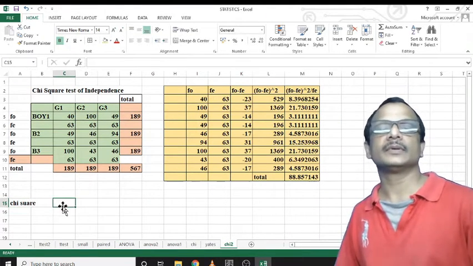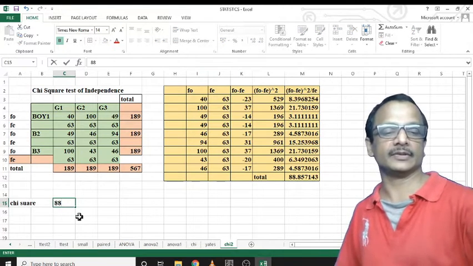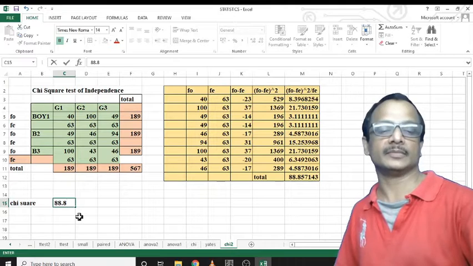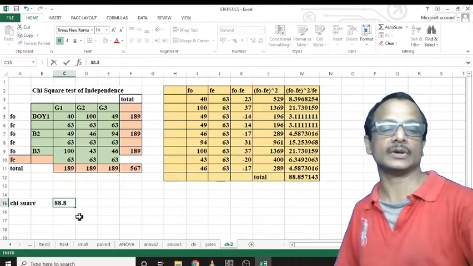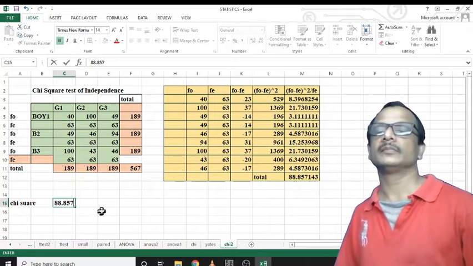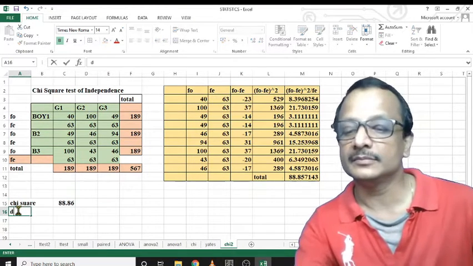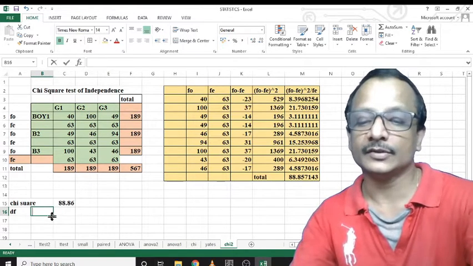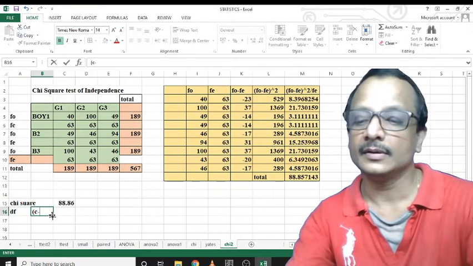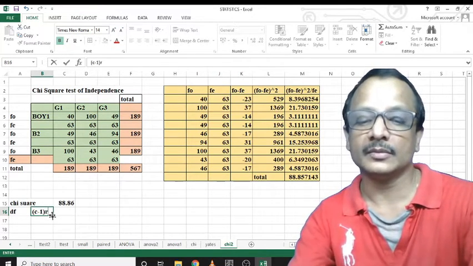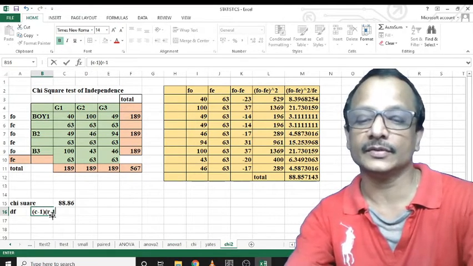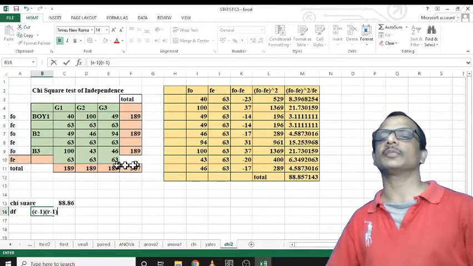Then the remaining step is exactly the same as in the previous video, checking with the table at the particular degrees of freedom. Then here, what is the degrees of freedom? How to calculate the degrees of freedom? It is exactly the same as in the last case: C minus 1 into R minus 1. What is C and R? Number of rows and number of columns.